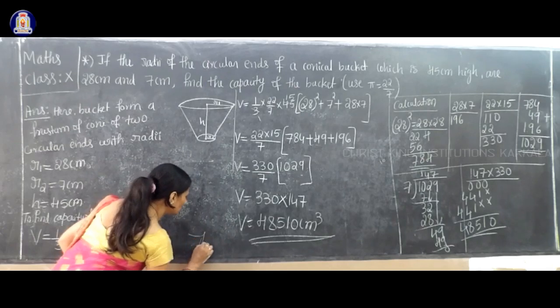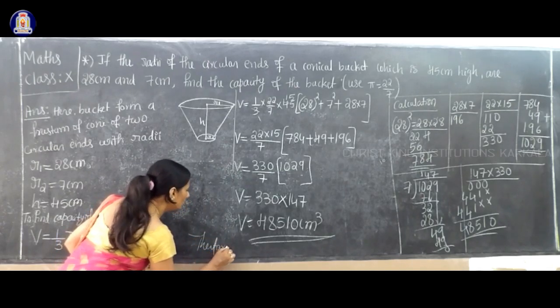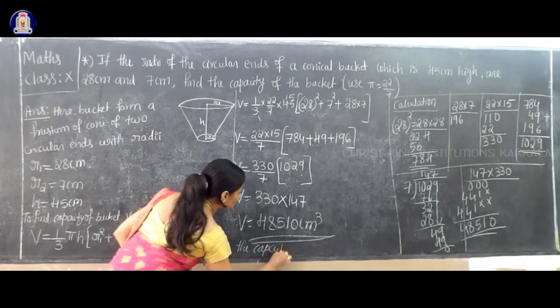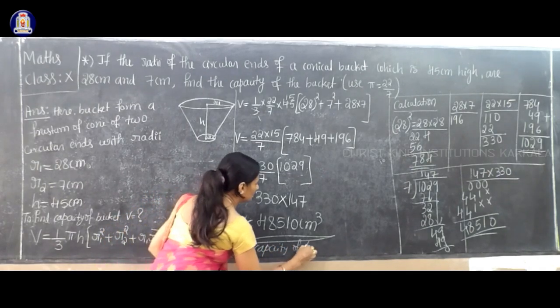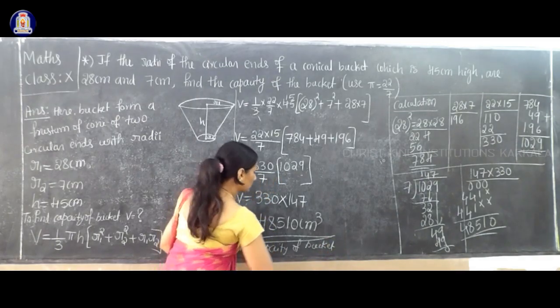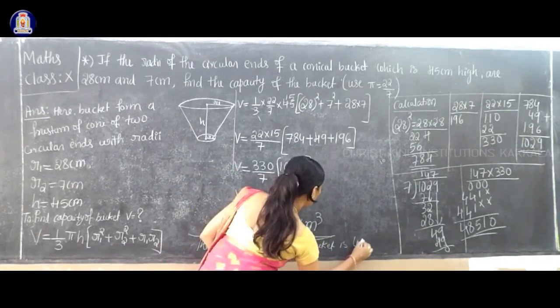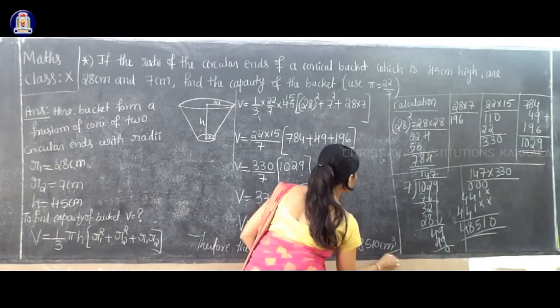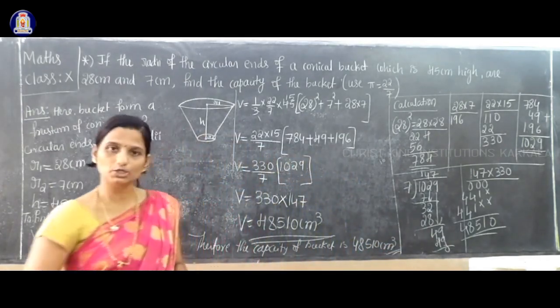Therefore, conclusion: the capacity of the bucket is 48,510 centimeter cube.